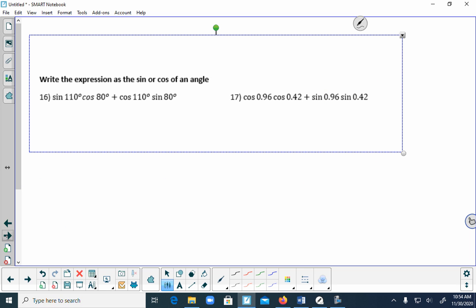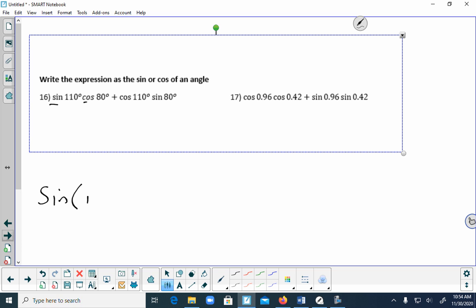The next one, you want to write the expression as sine or cosine of an angle. So I'm looking at my sum and difference formulas. I see here I have sine cosine. As soon as I see that I have two different trig functions, I know I'm doing a sine formula, because the sine formulas do sine cosine, cosine sine. The cosine formulas do cosine cosine, sine sine. So I know it's going to be sine.